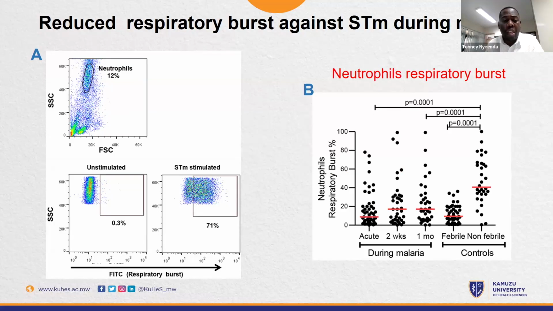Furthermore, we looked in the context of the cells. So we did the serum bactericidal assays, and we did the respiratory burst-based experiments on the flow cytometer, and what we found is that there is also a reduction in the respiratory burst, more prominent particularly during the acute phase of malaria, and it peaked a bit at 2 weeks and a month down the line. When you compare to the controls, non-malarial fever also was impacting on the respiratory burst, but not the healthy ones. In this case, the respiratory burst was actually more robust.